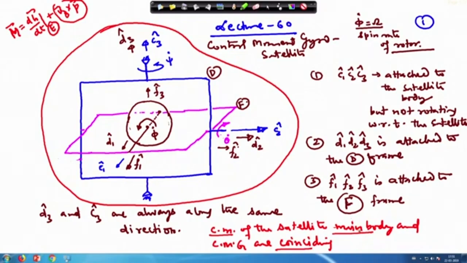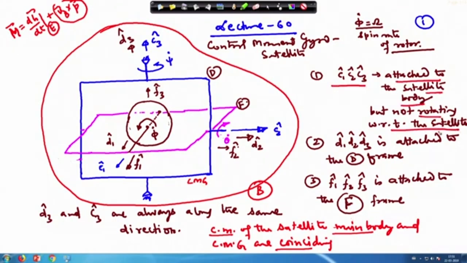And it is always possible to fix the other components such that the center of mass of the satellite and the rest of the satellite's center of mass both coincide. So, this we are terming as B, and this is your CMG. Here in this figure, C1, C2, C3, as it is written here, are attached to the satellite body but not rotating with respect to the satellite.